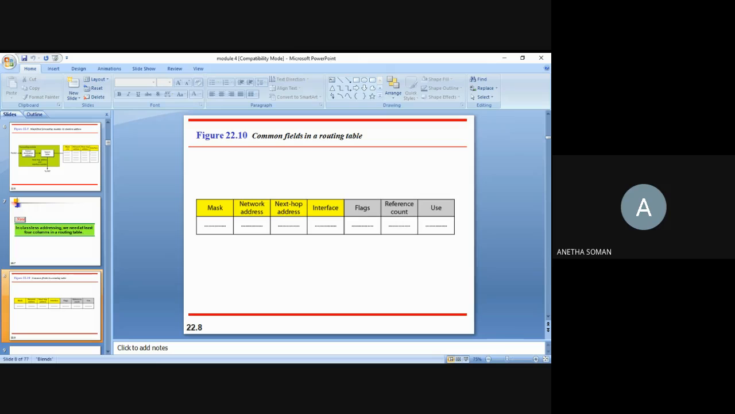So what I have told up to now is about the routing table. You can have 2 types of routing table: one is the static routing table, the other is the dynamic routing table, and these are the fields present in a routing table. Understood what the routing table is, what the 2 types are, and what the common fields are? Yes or no?